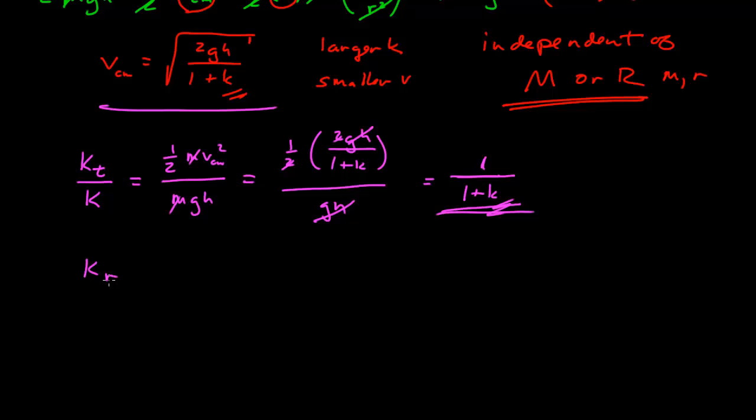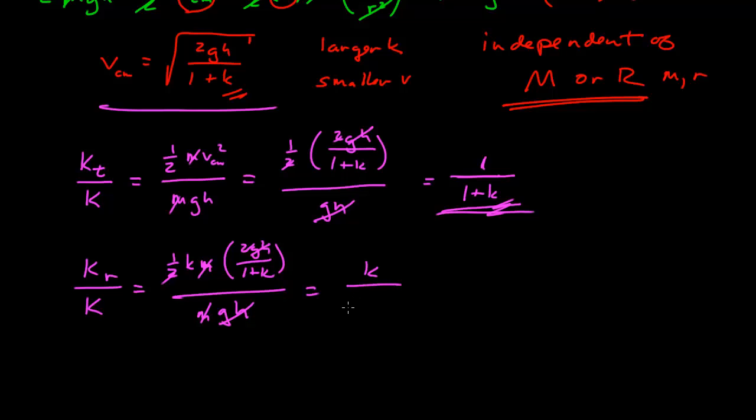Okay, now again, if we go into the fraction into rotational motion, well, that better be k over 1 plus k so that they add up to 1. But we can look at that. It's 1/2 k m times the velocity of the center of mass squared, which is 2gh over 1 plus k, over gh. The gh's cancel, the m's cancel, and so we get k over 1 plus k. And so the fraction of kinetic energy that's into rotation is k over 1 plus k.